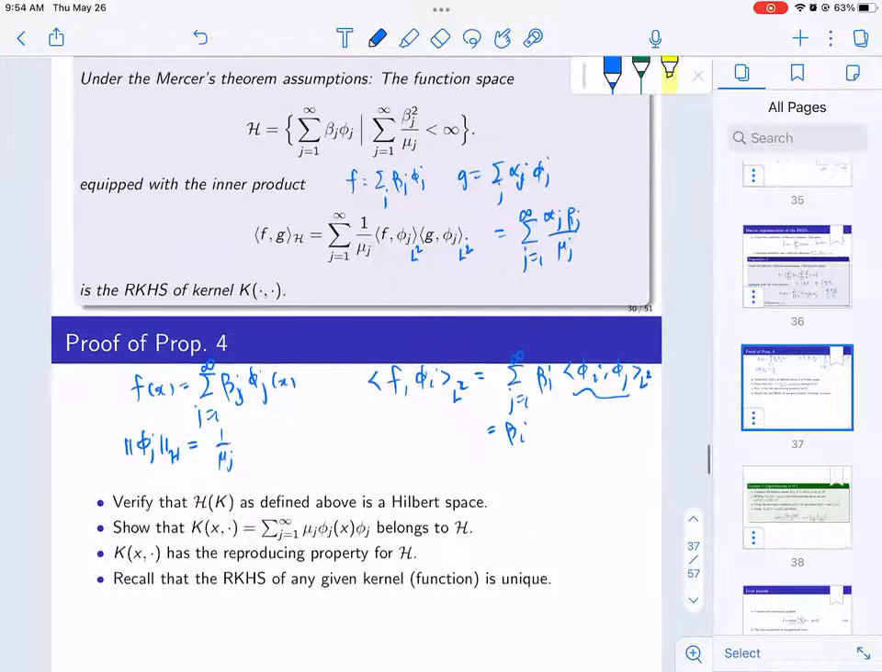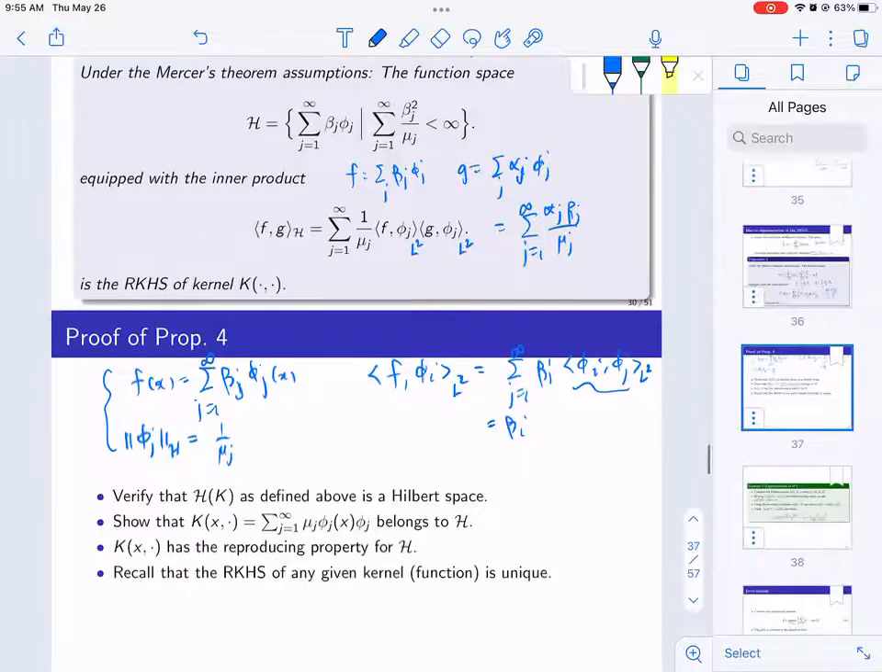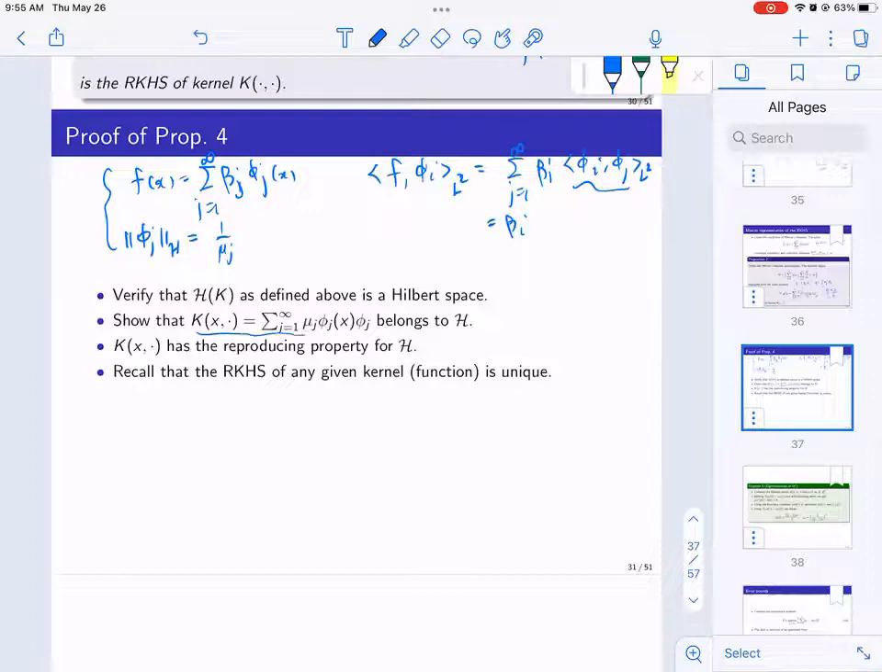So how do we show that this is in fact the RKHS? The first thing to note is that you can verify that this is a valid inner product. This would be a Hilbert space, so it's not hard to show that. The next thing to note is that the kernel k of x, by Mercer's theorem, has this representation, and this converges in every conceivable way that you can imagine.